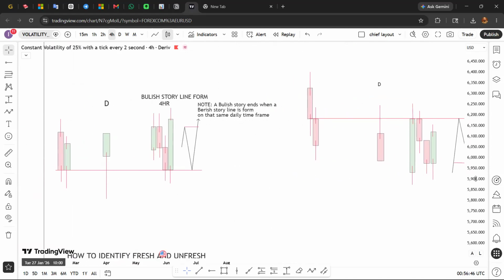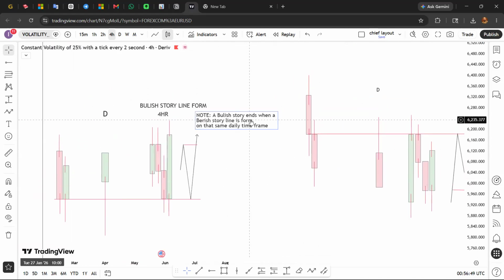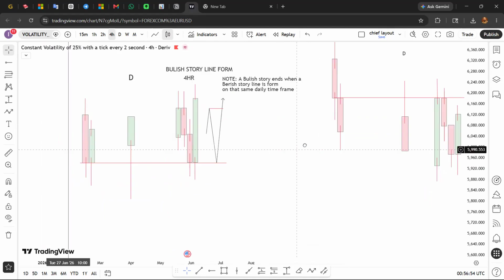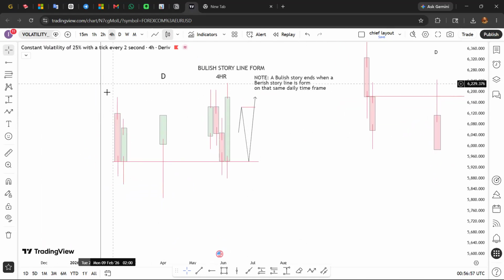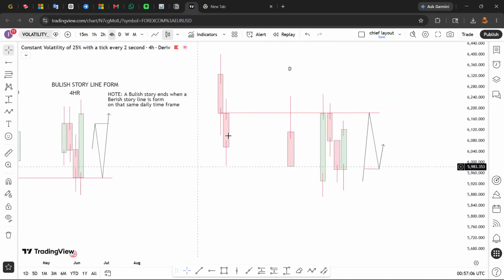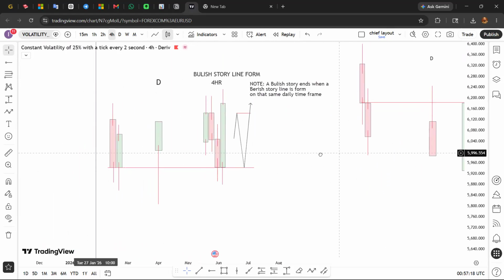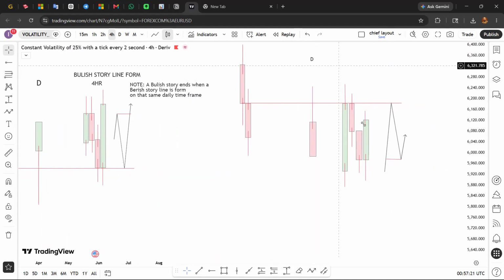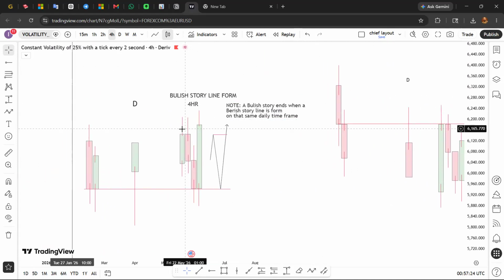Now, there's a note here which states that a bullish storyline ends when a bearish storyline is formed on the same daily time frame. Let's say, for instance, we are bullish. We have gotten a bullish confirmation on this day, and we are buying the market. Let's say the next day candle, we saw this kind of formation where daily is rejecting from the resistance level and gave us a bearish confirmation. It means that this bullish storyline has ended because a bearish storyline has been formed on that same daily time frame.